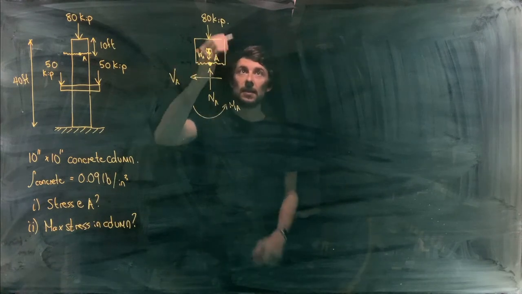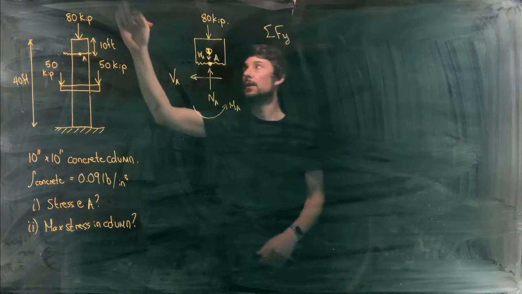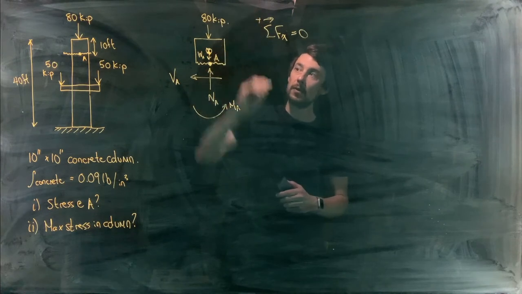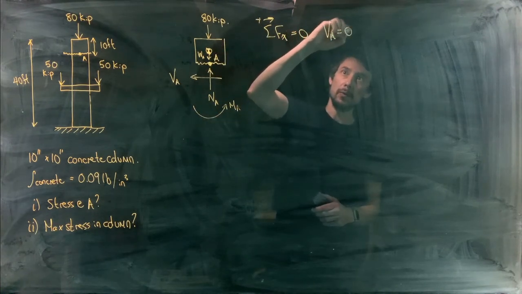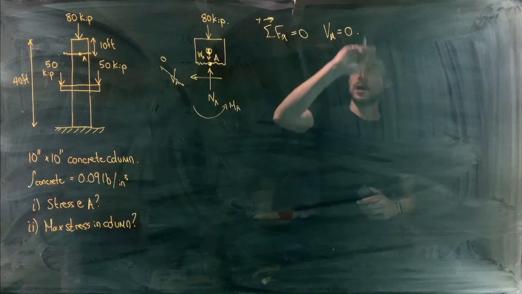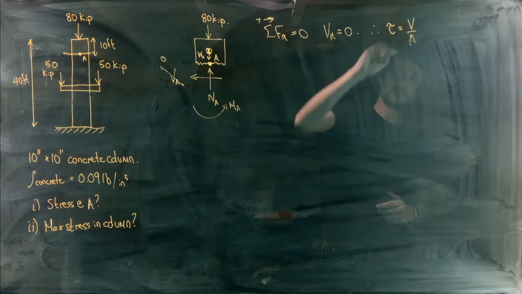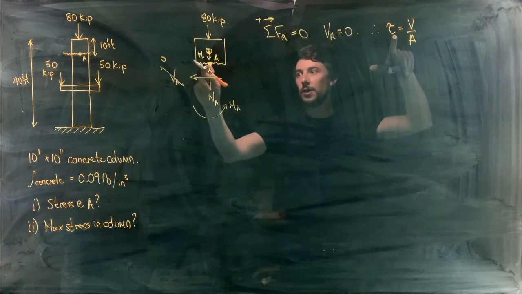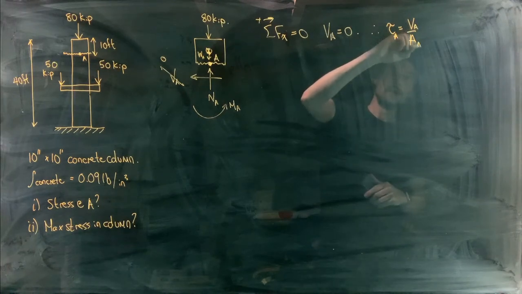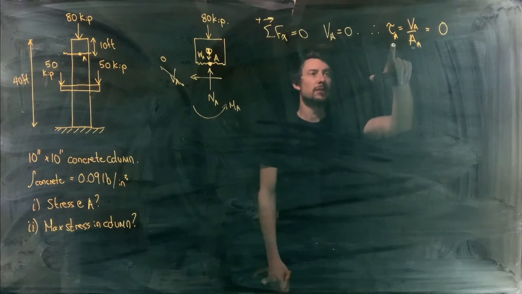Okay, so easy to see in this picture that if we do a sum of the forces in the x direction equals zero, that V subscript A here equals zero. Okay, so we don't have to worry about that. So that tells us here that therefore shear stress, we know, is internal shear force divided by cross-sectional area. Shear stress at point A, tau subscript A, is V subscript A divided by the cross section at point A here. V subscript A is zero, so we've got zero shear stress at A.